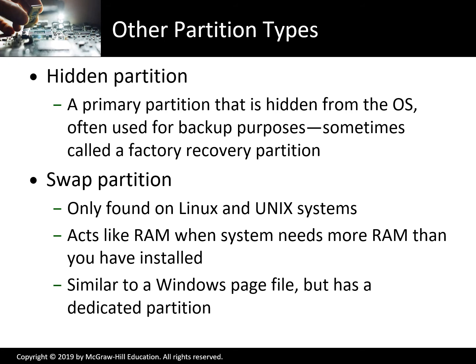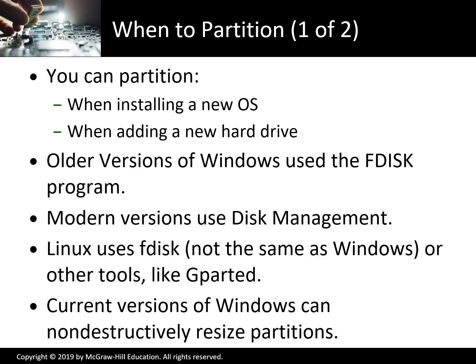A swap partition is found in Linux and Unix, acts like RAM when you need more RAM than you have installed. And they use something called a page file. Now, this was popular back when RAM was extremely expensive and you couldn't get it. We could use part of our hard drive. It was slow, it was clunky, but that's what we did.